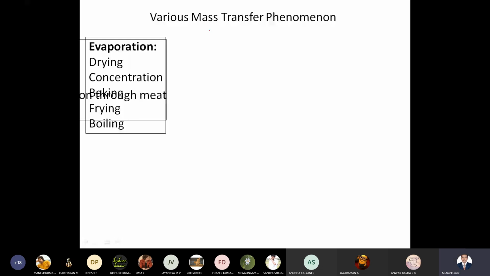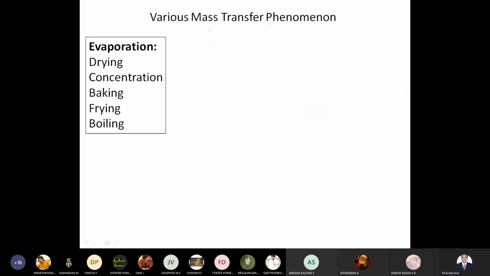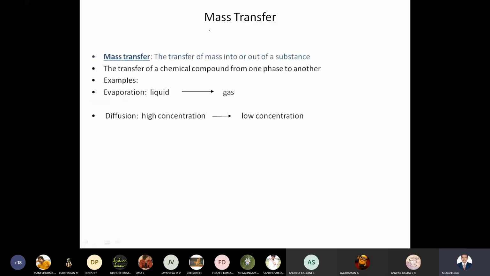Then another example, diffusion. These are the real-time applications of diffusion processes: salt through cheese curd, smoke through meat, marinade or curing solution through meat, and lye tomato peeling. In this diffusion process, high concentration will be converted into low concentration. So that is the transfer.